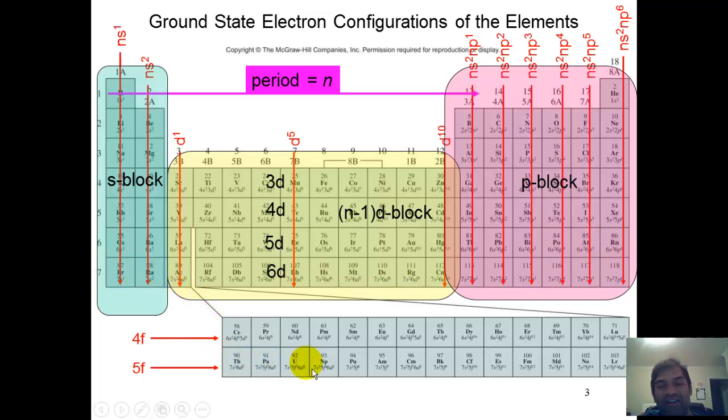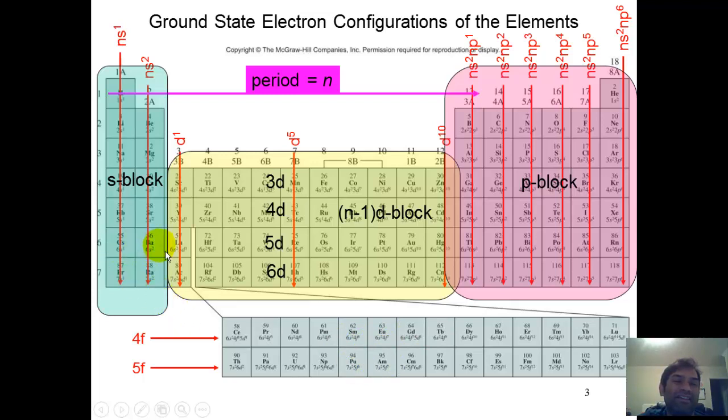From 7s2, we go to 5f. So this is the n-2 f block. So after 7s2, we fill 5f14. Then the electrons are going to march to 6d. These are the transition metals of the 6d block. And then from 6d, we go to 7p. So the n-1 is the d block, not shown here, and also something I'm not going to teach you here, the f block is n minus 2.